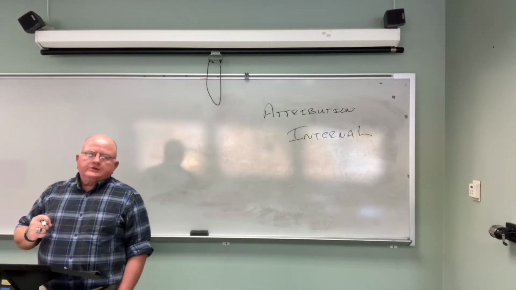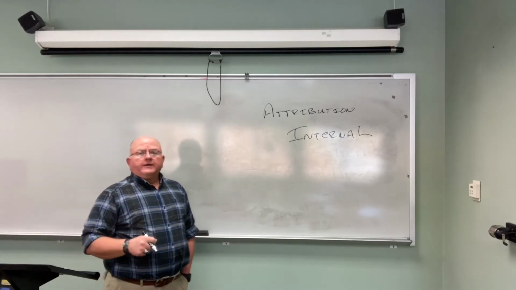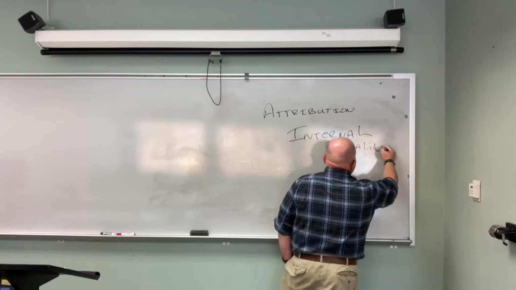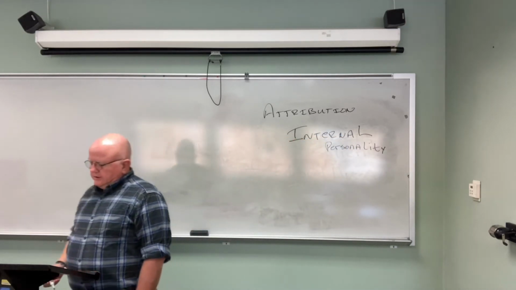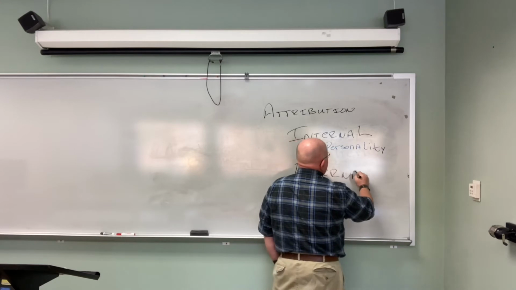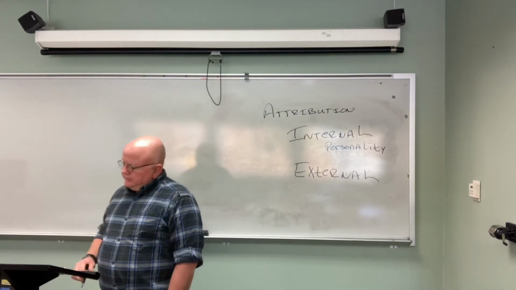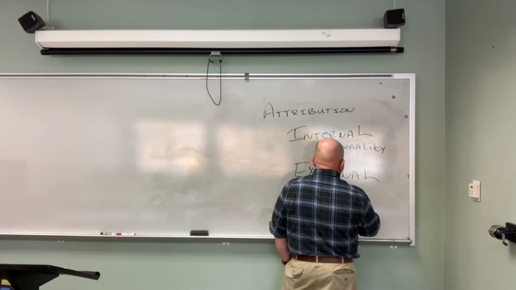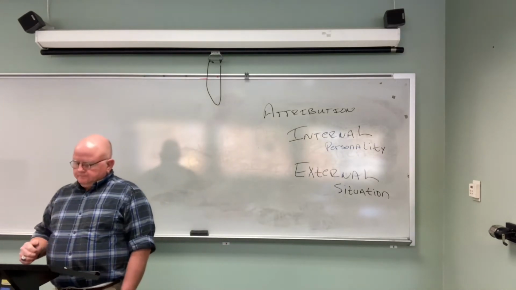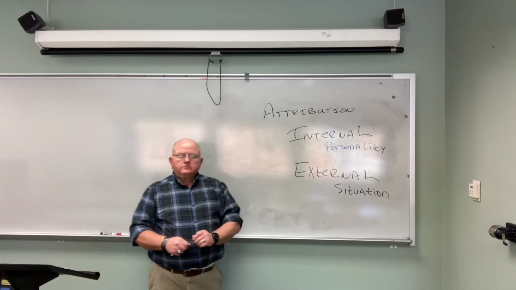And an internal attribution is an attribution where we attribute the person's actions to their personality, to their innate qualities. So internal is personality driven. And you probably already jumped to the conclusion. The next type of attribution is external. Now, an external attribution is driven by a situation. Given our choice, we normally default to internal attributions.